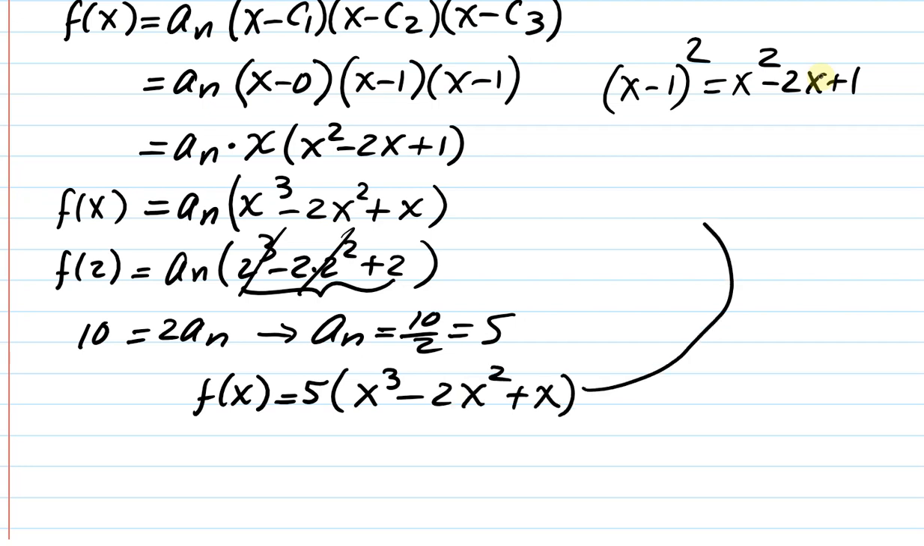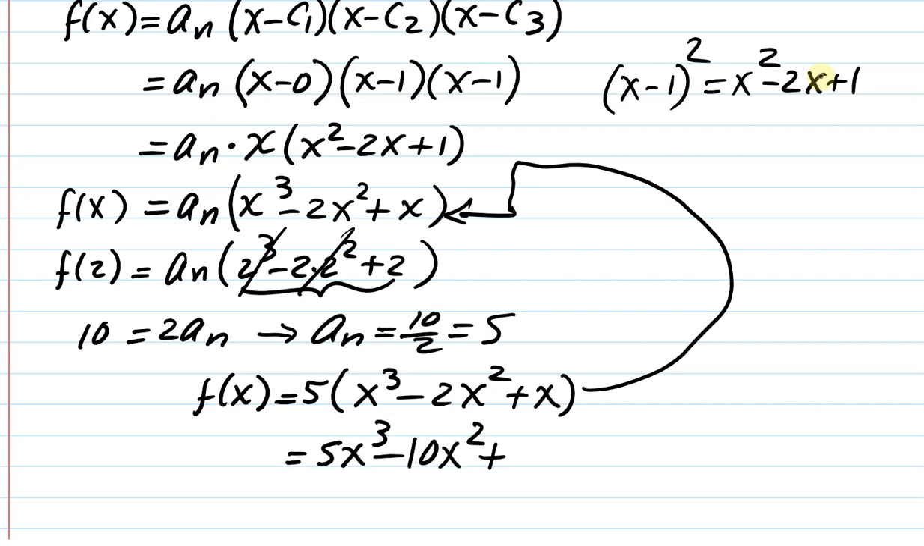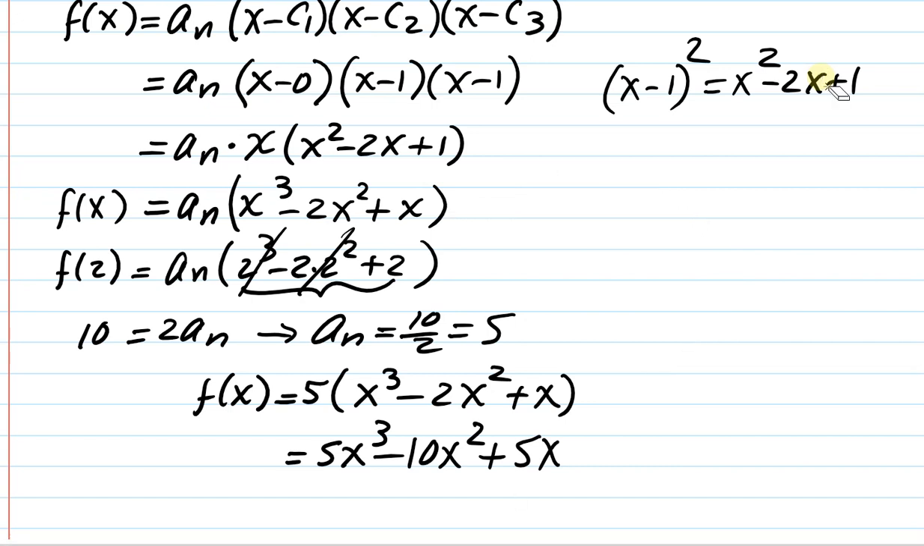Where am I looking at? I'm looking at this form right here, the complete polynomial form. And then distribute the 5 over to every term. So I get 5x cubed negative 10x squared plus 5x. And that will be the polynomial, the final form of that polynomial with those specifications. Okay. Now, let's take a look at another one.